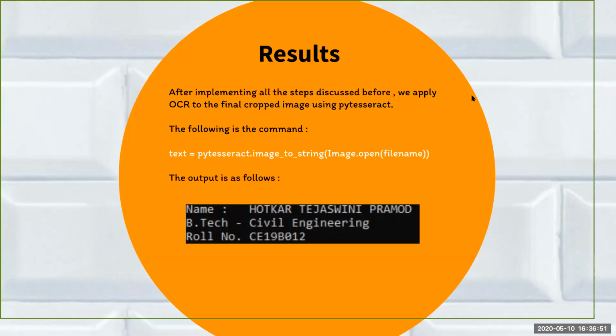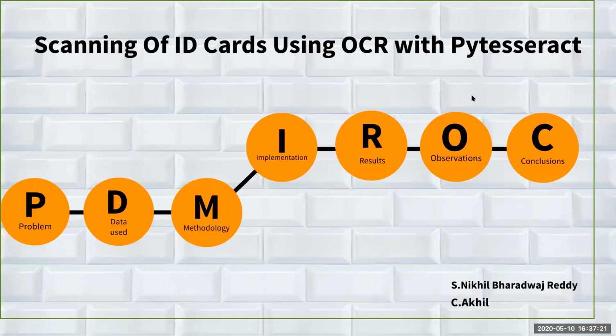The advantage of this is that we can add whatever we want to the given output. For example, in the ID card, only the name is given, but it is not mentioned as the name. So we have added labels so that it mentions the name of the ID card holder, the branch, and the roll number. So the advantage of using PyTesseract for OCR is that we can add whatever we want to the output. So this is the result. And moving on to the next step.